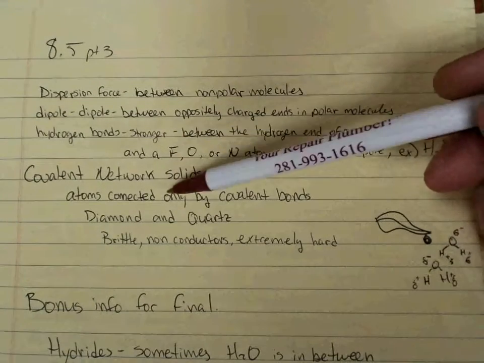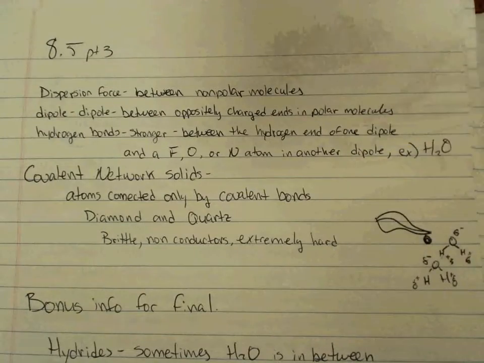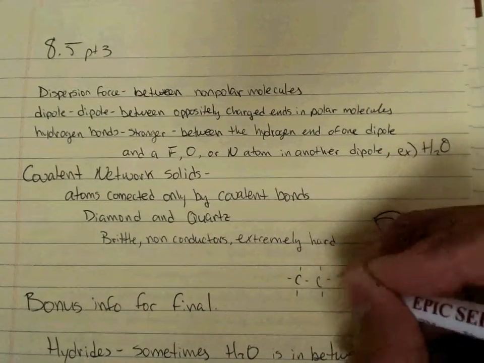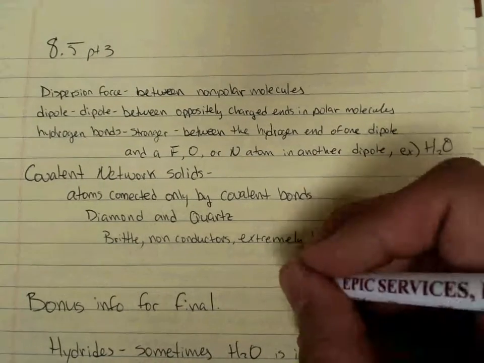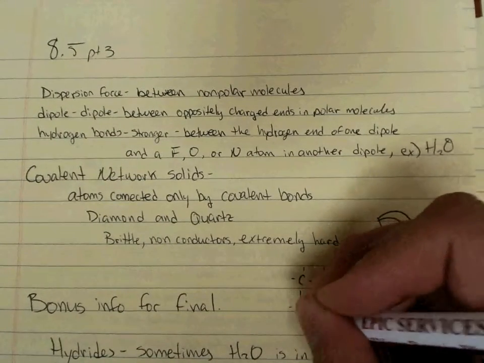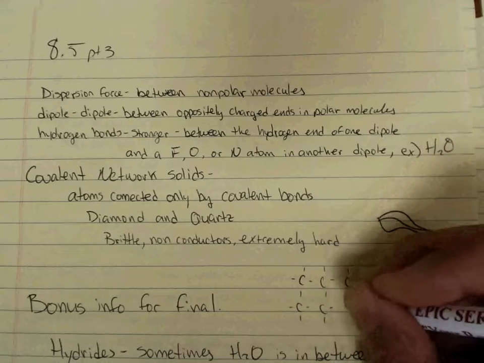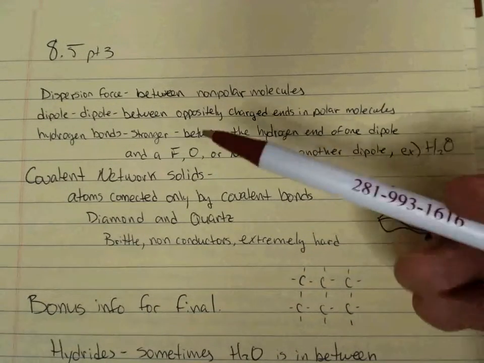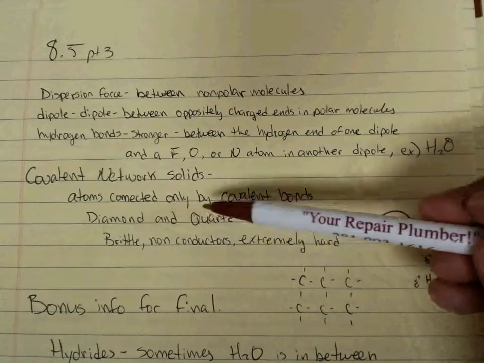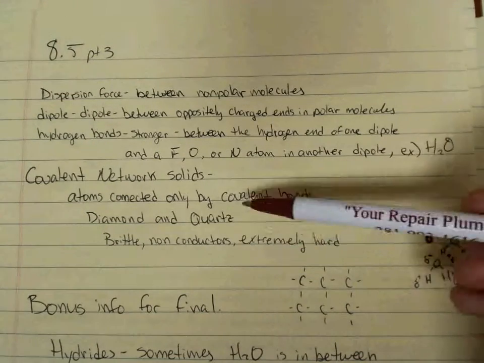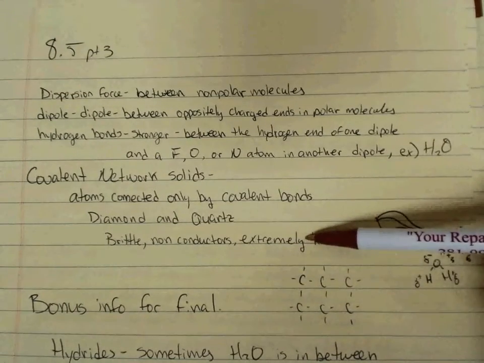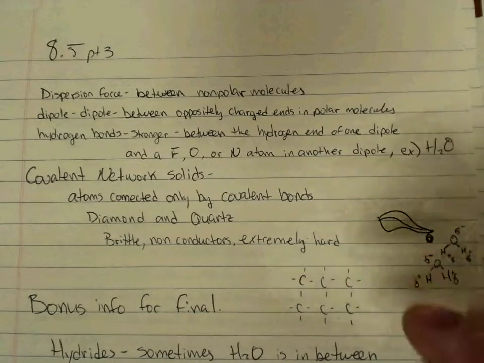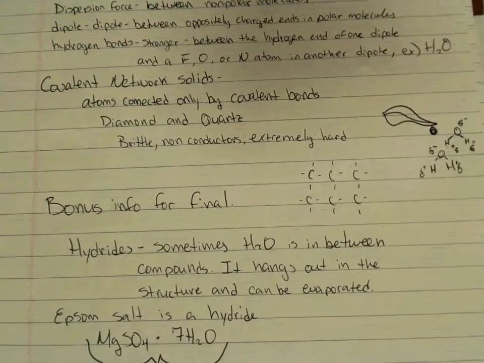There we go. Covalent network solids. They're connected by covalent bonds. This is diamonds. So we have diamonds, which is carbon. We have a whole bunch of carbons attached to themselves, and this creates a very strong network, seen in the hardness of diamonds or quartz. They're non-conductors, they're brittle, and they're extremely hard, and these are just covalent network solids. So we have carbons covalently bonded to each other.